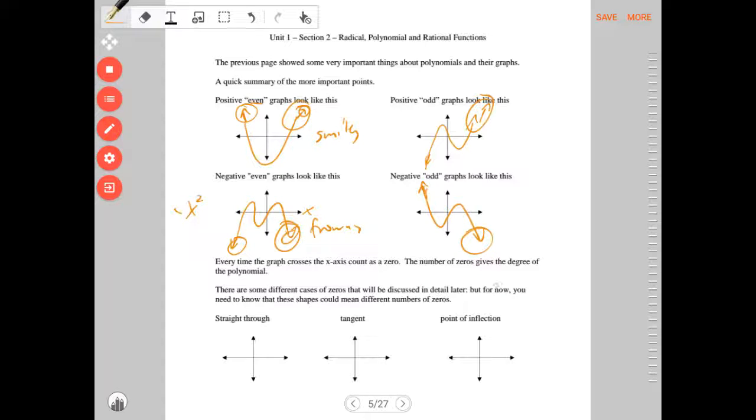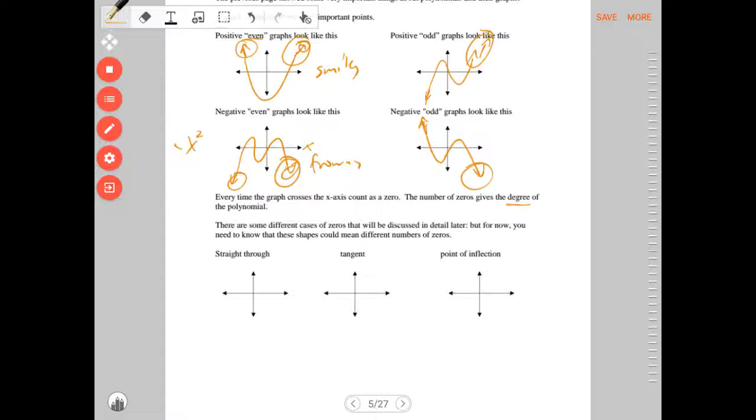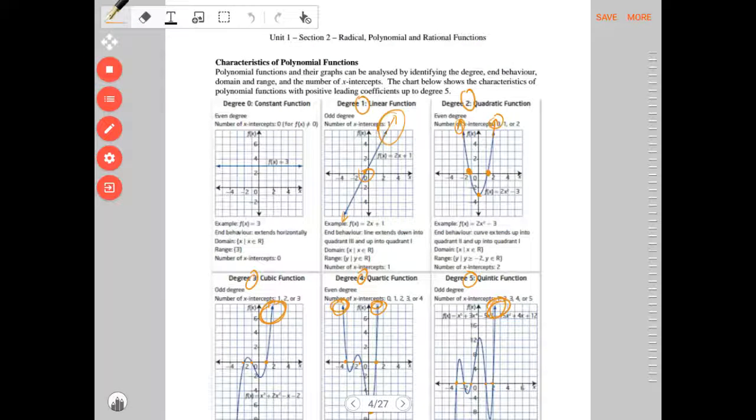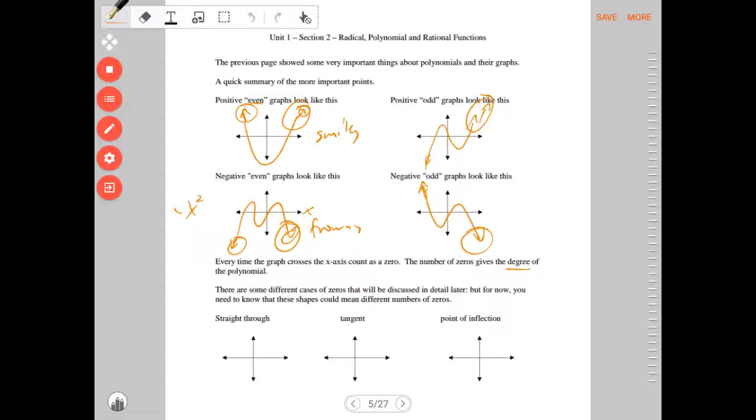The number of zeros gives the degree of the polynomial. Now, remember on this page, I'm going to flip back here, remember how it said there are 0, 1, 2, 3, or 4 possible x-intercepts? Well, there doesn't always have to be 4. So look, a straight through, okay, sorry, I'll just read the thing.